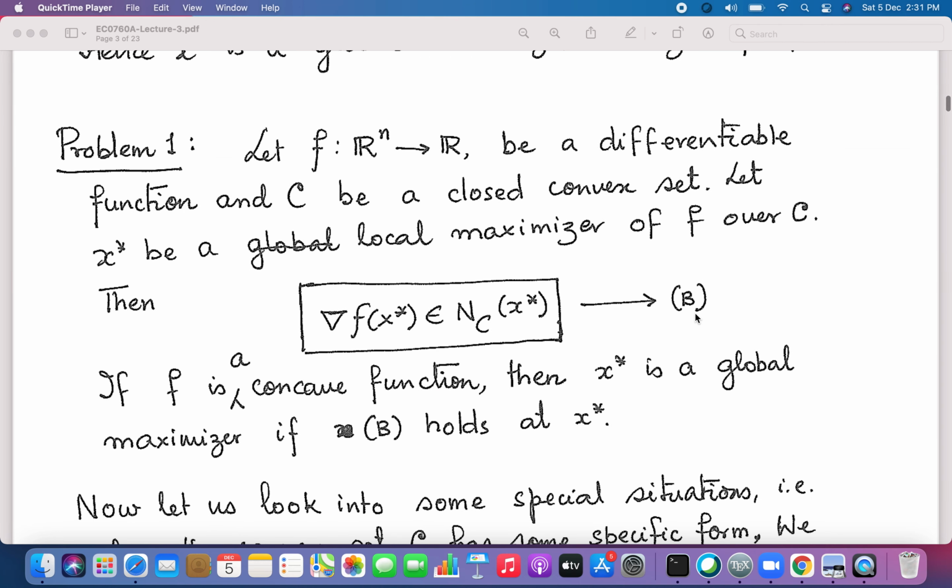You see, it is slightly tricky, because when you come to a maximizer, the thing is not so straightforward. It is not the same condition. So it says that if you have a differentiable function over a closed convex set, then x star is a local maximizer of f if the gradient of f at x star is an element of N_C(x star). And if f is a concave function, then x star is a global maximizer. So here x star is a global maximizer if not the negative of the gradient, but simply the gradient must be in N_C(x star). So it's absolutely a change of sign. It's a very different condition. A is not the same as B, right?